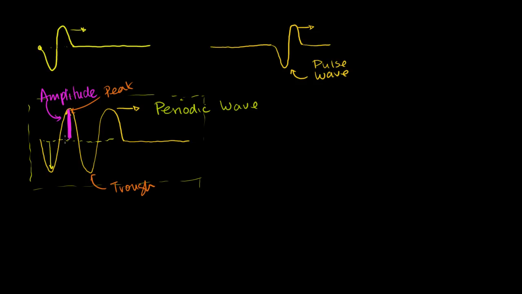Now, the next question you might ask is, OK, I know how far you're jiggling this string up and down, but how quickly are you doing it? So how long does it take for you to go all the way up, all the way down, and back again? So how long for each cycle, we could say. A cycle is me going up, down, back again. How long for each cycle? Or you might say, how long for each period?